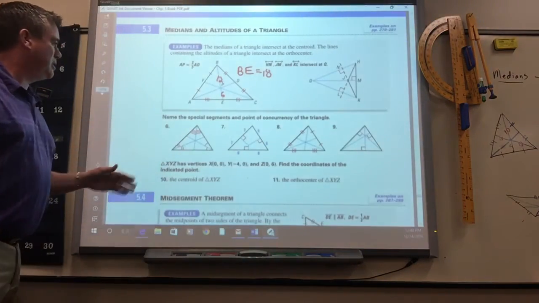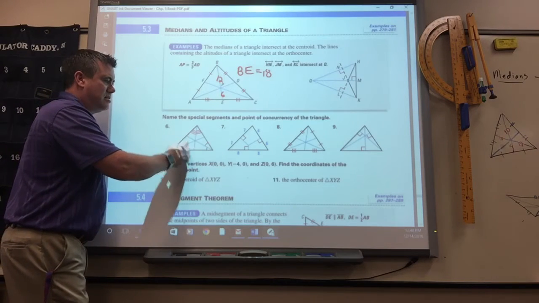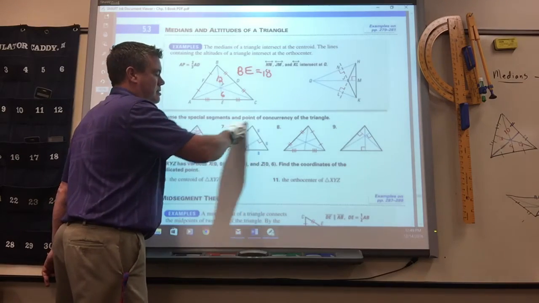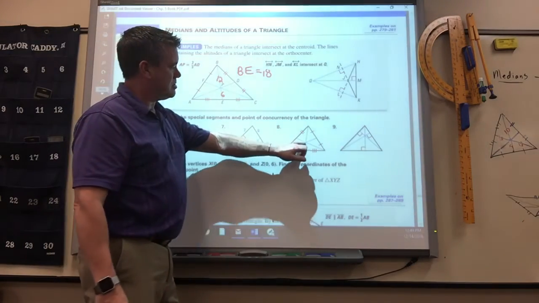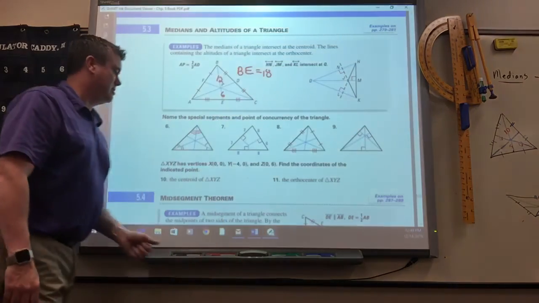We already went through the points of concurrency. If they're angle bisectors, it's an incenter. Perpendicular bisectors is a circumcenter. Medians is the centroid. Altitudes is the orthocenter.